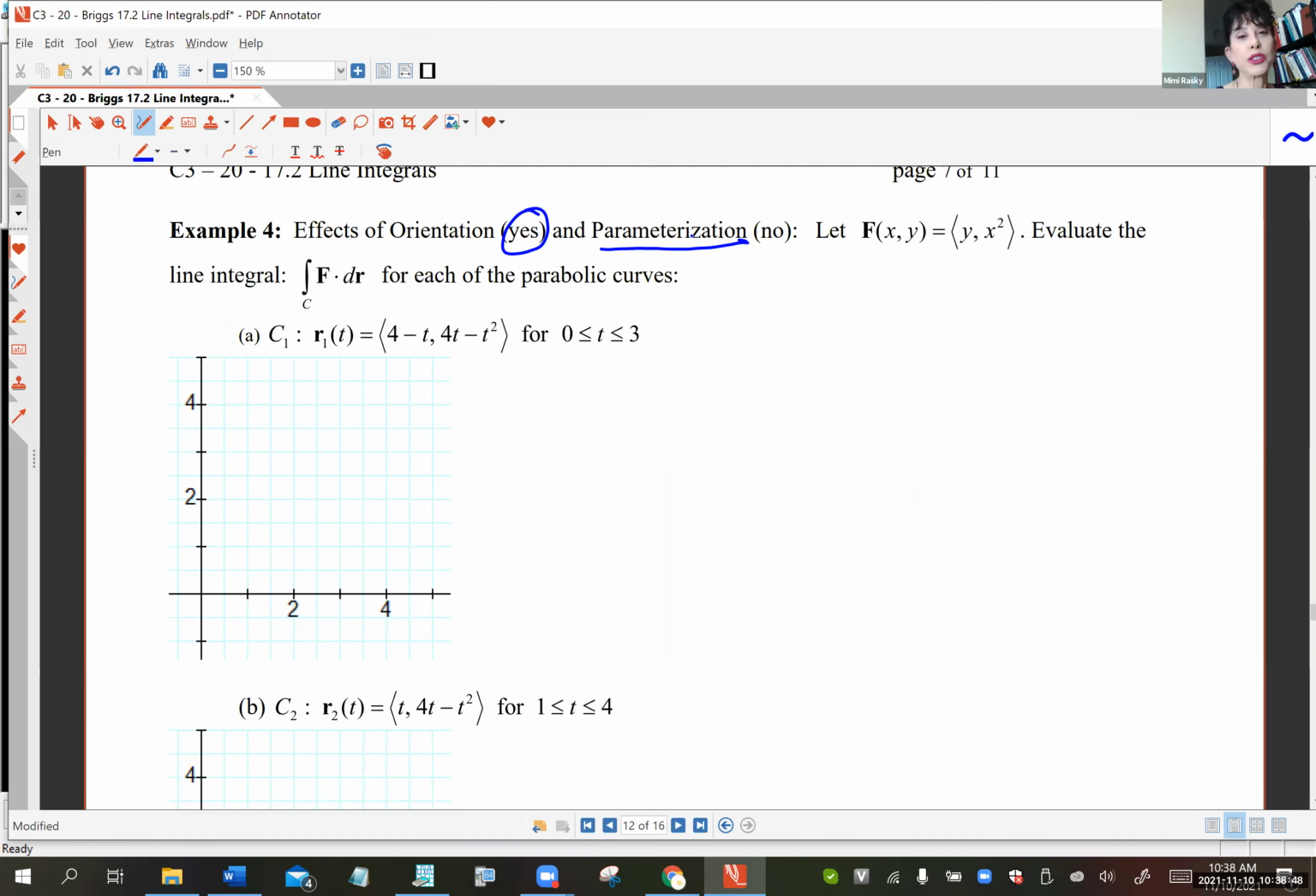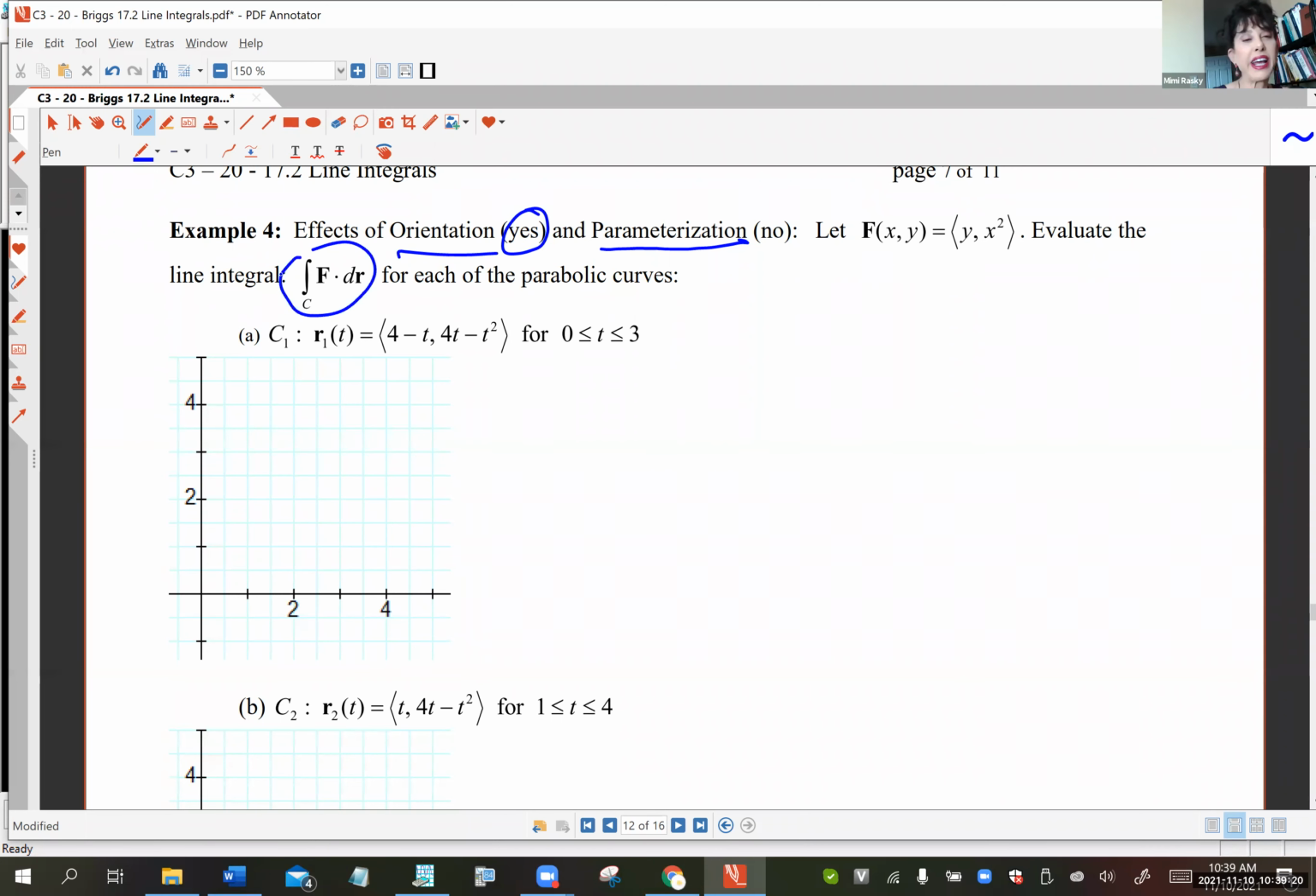Now, does parameterization affect your final answer? Nope. And remember, parameterization is not unique. We've learned that multiple times this semester. So if you parameterize your curve differently from me, and we both do a line integral together, as long as the parameterizations are legit, they have to match the curve exactly, then our final answer for the line integral should be equivalent. Good to know. Orientation, though, different story. So let's take a look at these two examples on this page.